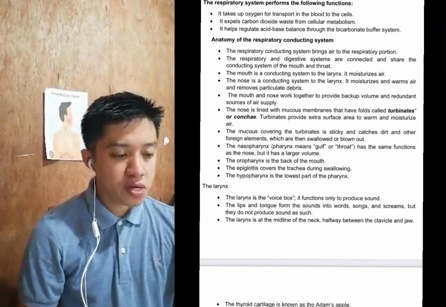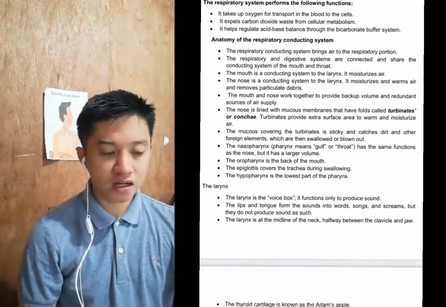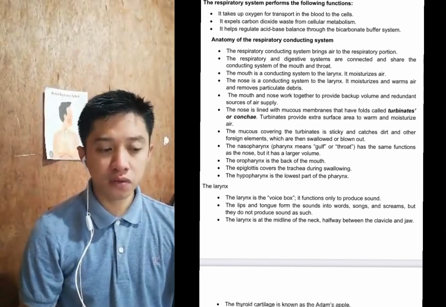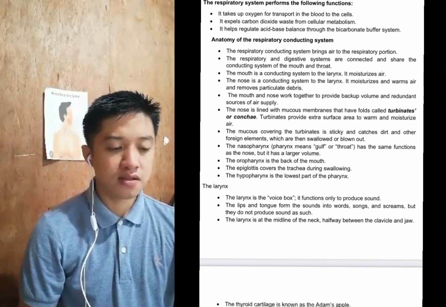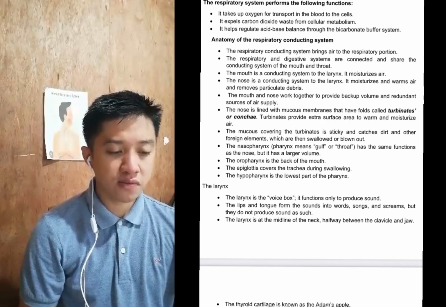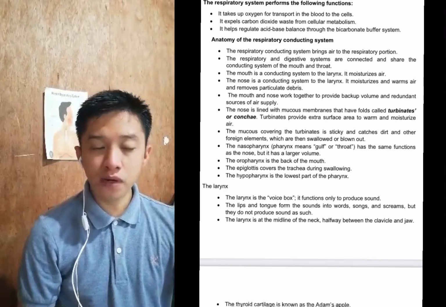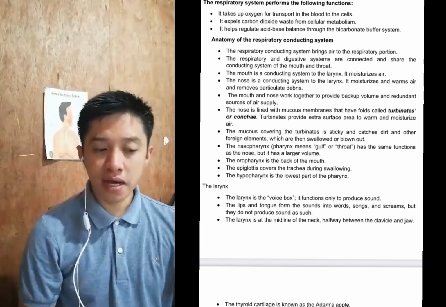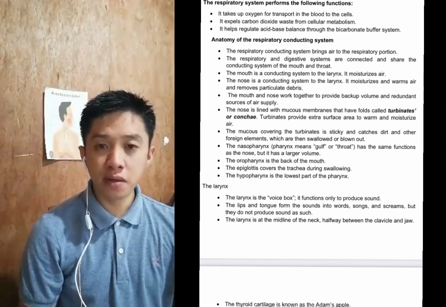The respiratory system performs the following functions. It takes up oxygen for transport in the blood to the cells. It expels carbon dioxide waste from cellular metabolism. It helps regulate acid-base balance through the bicarbonate buffer system.